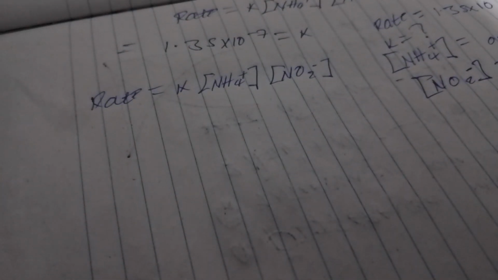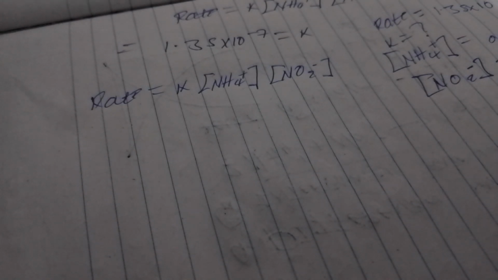Our rate is equal to the constant times the concentration of ammonium times the concentration of nitrate. We all know the order of the reaction is 1. The concentration of ammonium is order 1, the concentration of nitrate is order 1. So what's going to happen if I go to the nitrate here? Let me say the constant here.